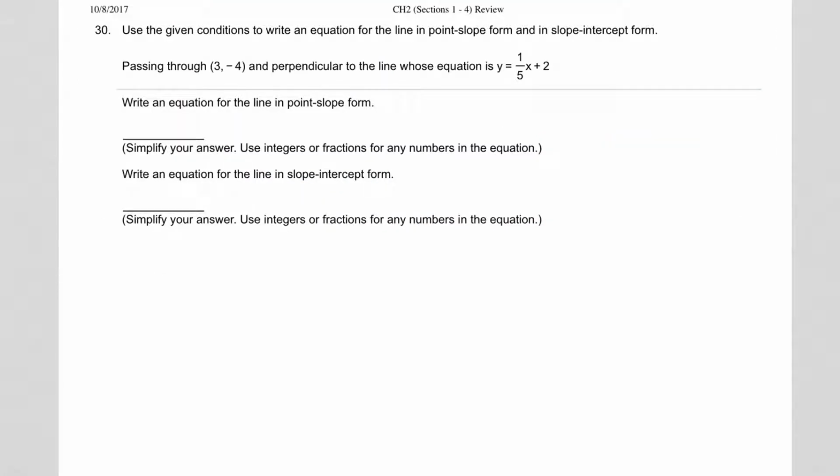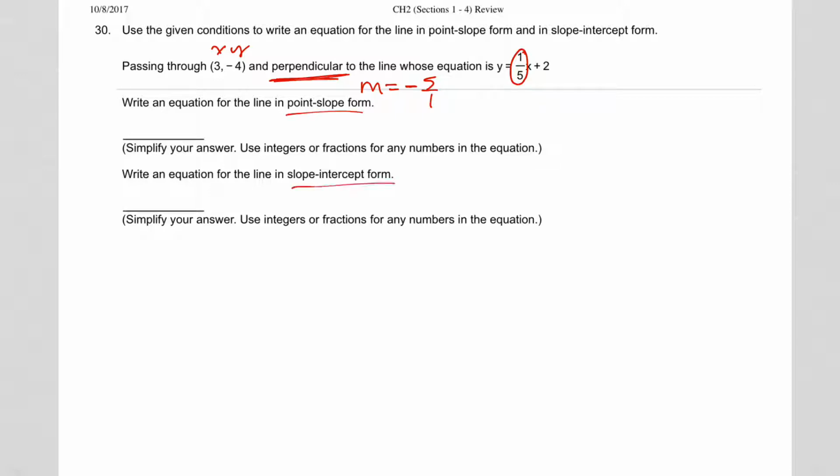Okay, we've reached our last question, and this one has to do with perpendicular. Okay, it gives us the x and the y, which is great, but they don't give us a slope. So we're going to take a look at this, and we're going to use the negative reciprocal of that. So it's the negative, flip the 1 over 5 to 5 over 1, and that's what we're going to use.